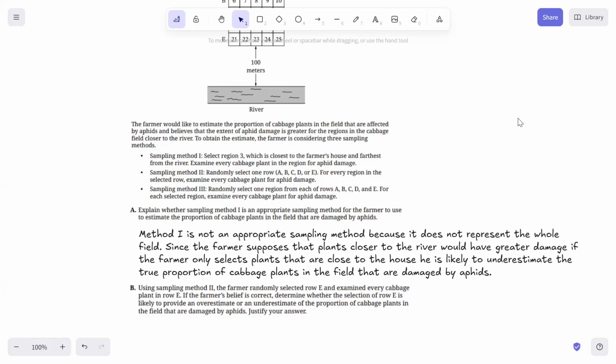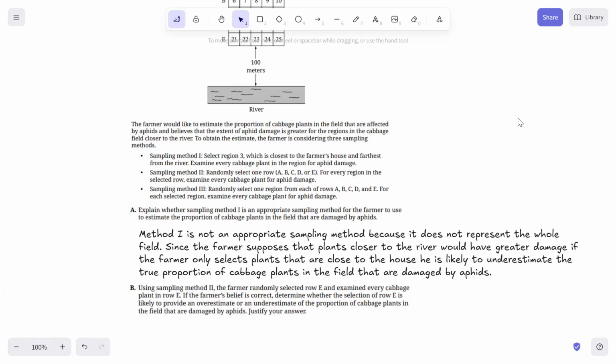Since the farmer supposes that plants closer to the river would have greater damage, if the farmer only selects plants that are close to the house, he's likely to underestimate the true proportion of cabbage plants in the field that are damaged by aphids. Now, part B, using sampling method 2, the farmer randomly selects row E and examines every cabbage plant in row E.